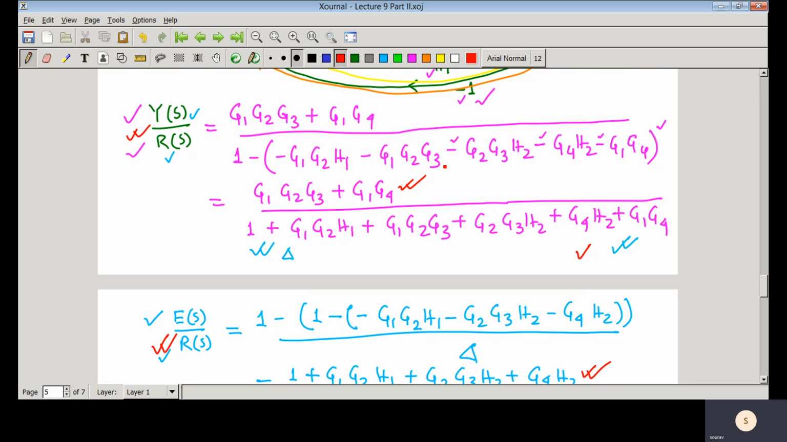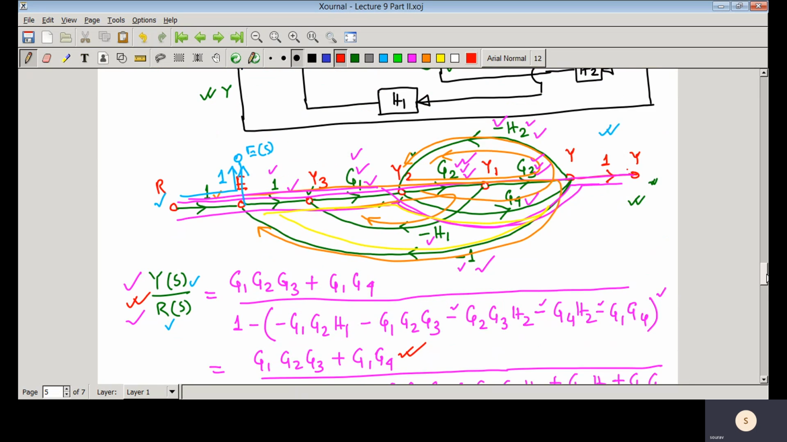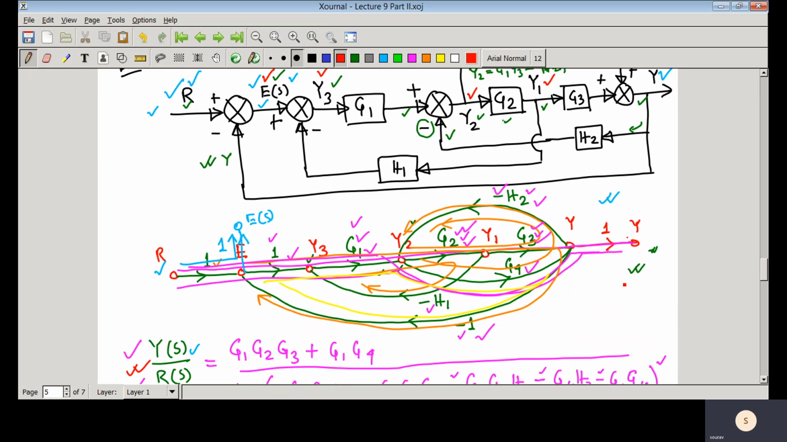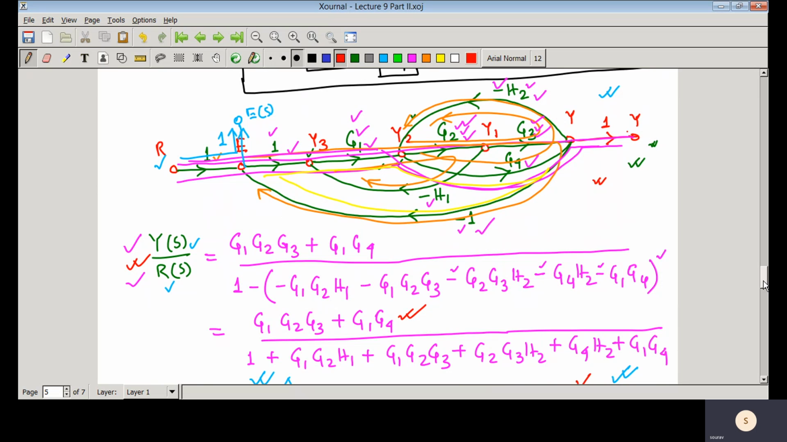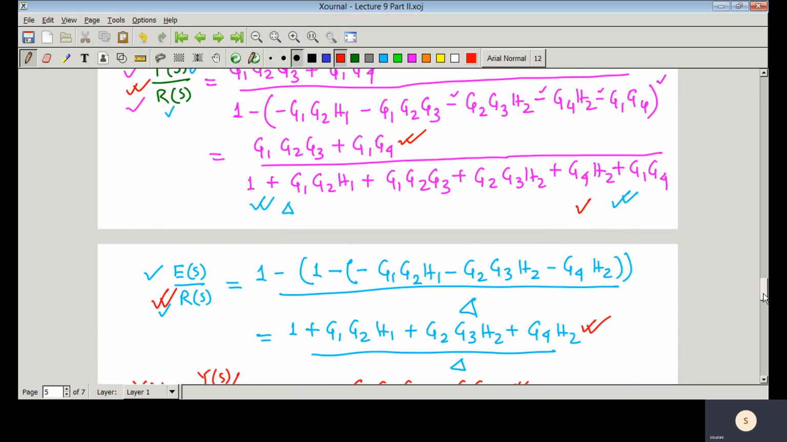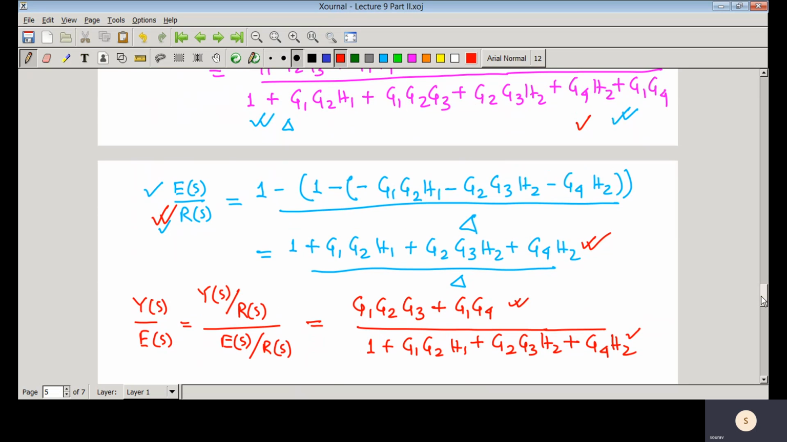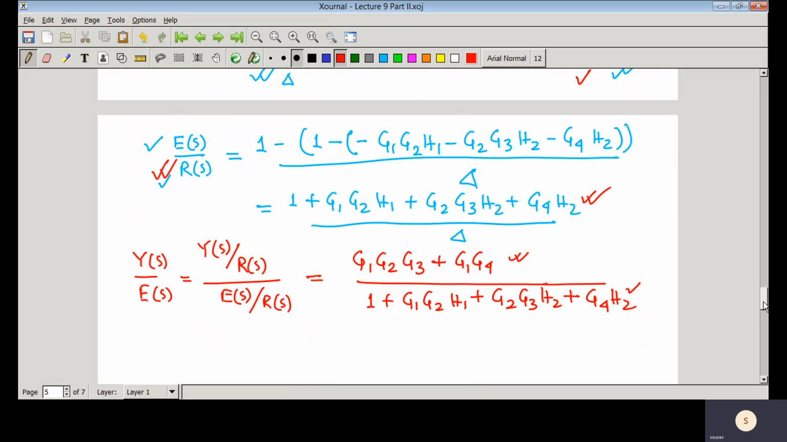So from this example, what we have seen is that whenever you have a closed loop control system represented in block diagram form, you can get it in the signal flow graph framework, and then directly you can apply Mason's gain formula. And here I have shown how to apply Mason's gain formula to find the transfer function between two variables. If one node is inside that signal flow graph, how to find it we have discussed in detail.